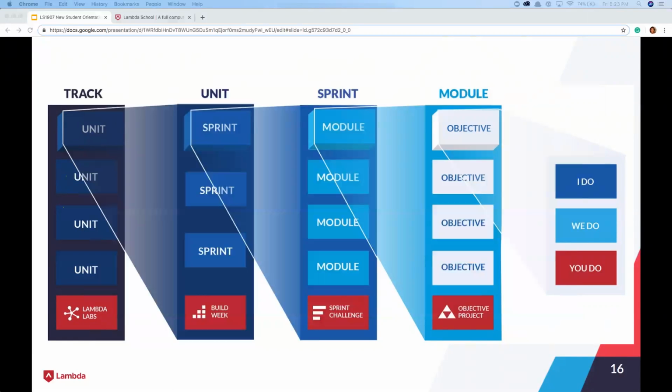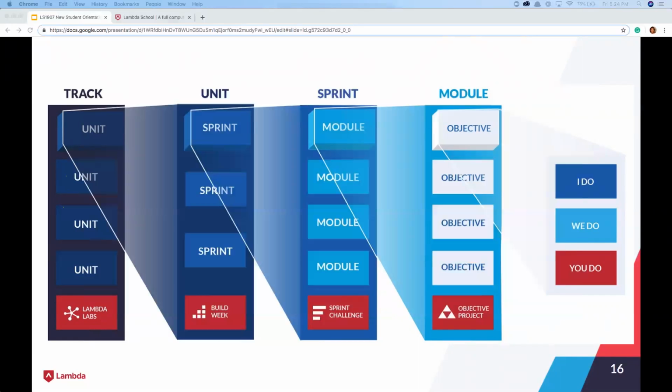And so if you focus a little bit more to the left, you'll see that the objectives make up our modules, and each module consists of about 3 or 4 objectives that we'll teach you using those same IWIs. And then at the bottom of the module column, you'll see an objective project. Those are the projects that you will do about 2 times a week, and these test your knowledge of the objectives that we taught in the module.